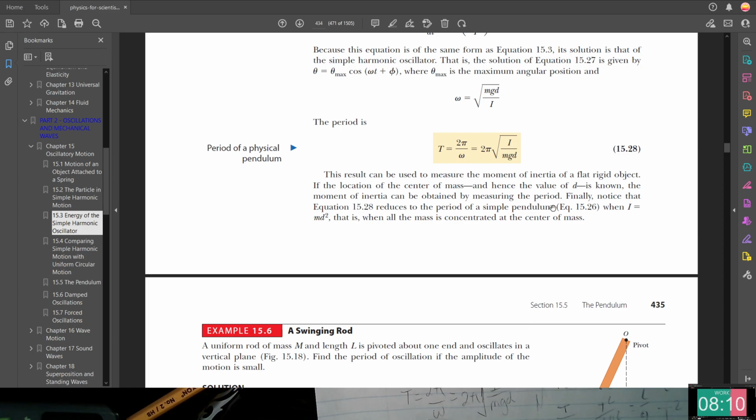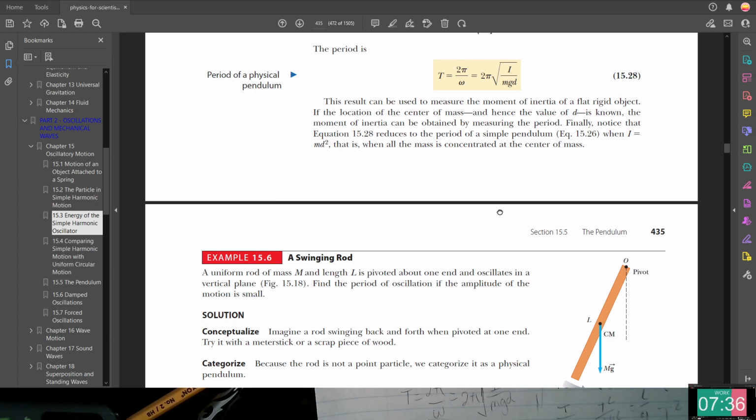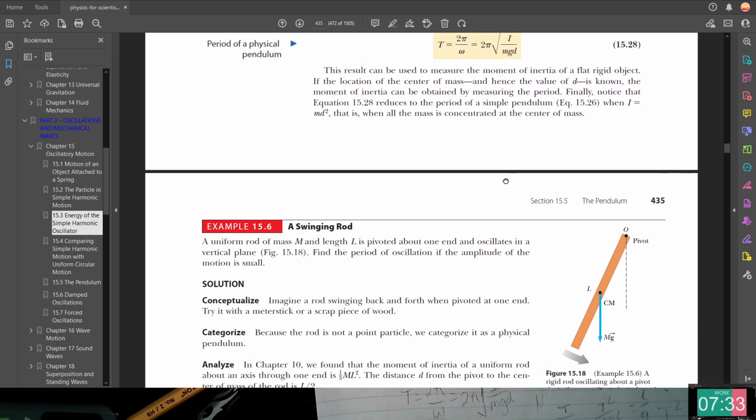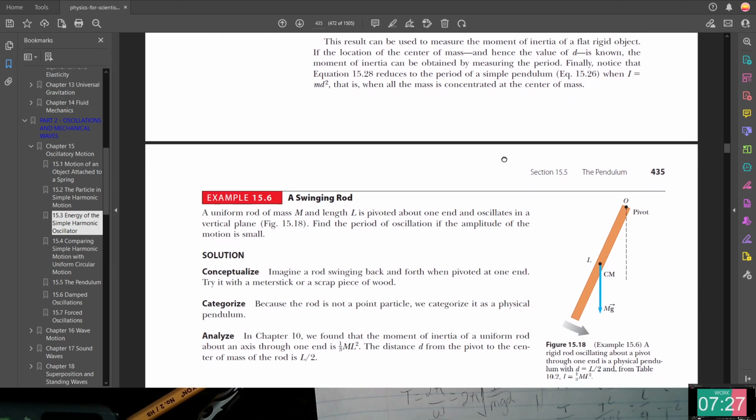A uniform rod of mass m and length l is pivoted about one end and oscillates in a vertical plane. Find the period of oscillation if the amplitude of the motion is small. I have no idea what that means. Imagine a rod swinging back and forth when pivoted at one end. Try with a meter stick or a scrap piece of wood. Because the rod is not a point particle, we categorize it as a physical pendulum. Chapter 10, I didn't look at chapter 10.